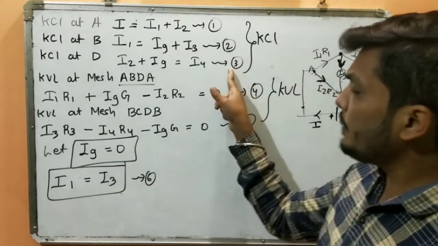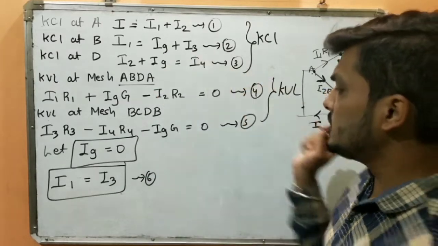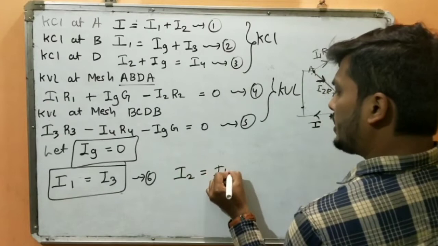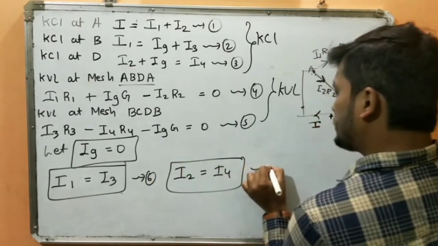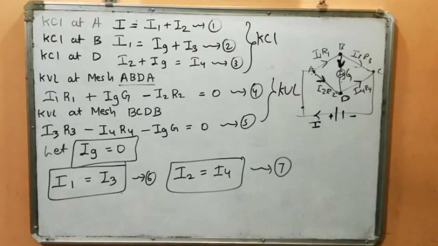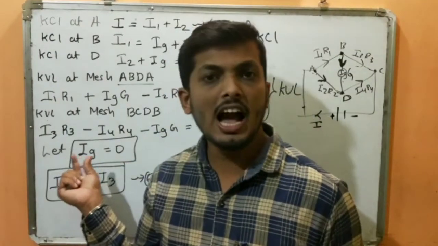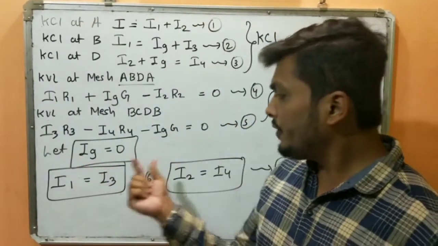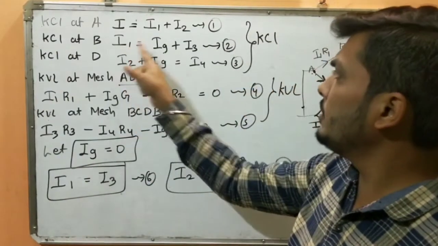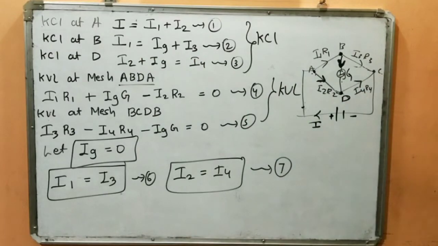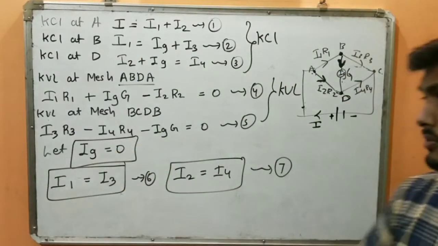Similarly, what will happen to equation 3 if Ig is 0? It will be I2 equals to I4. Yes or no? Give this as equation number 7. So I have satisfied the balancing condition Ig equals to 0. If Ig is equal to 0, then I1 will be equal to I3 and I2 will be equal to I4, as per this mathematical rule.